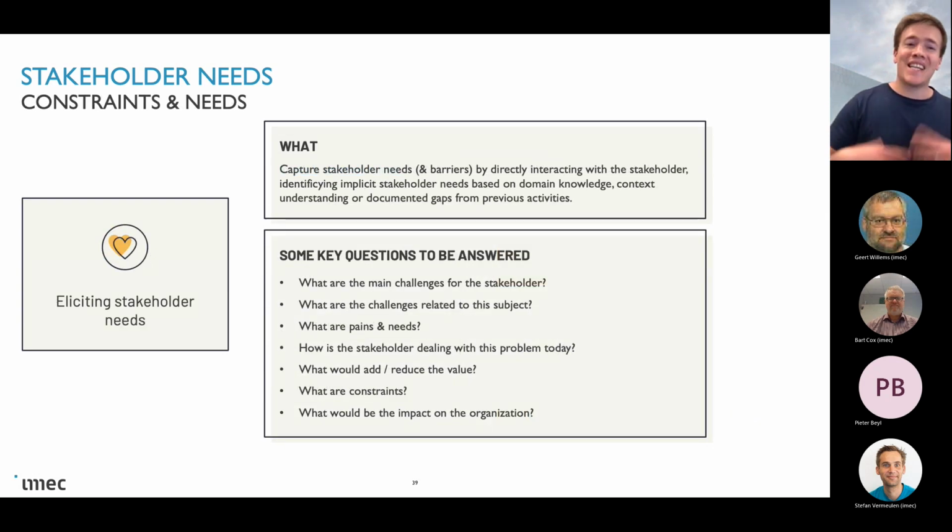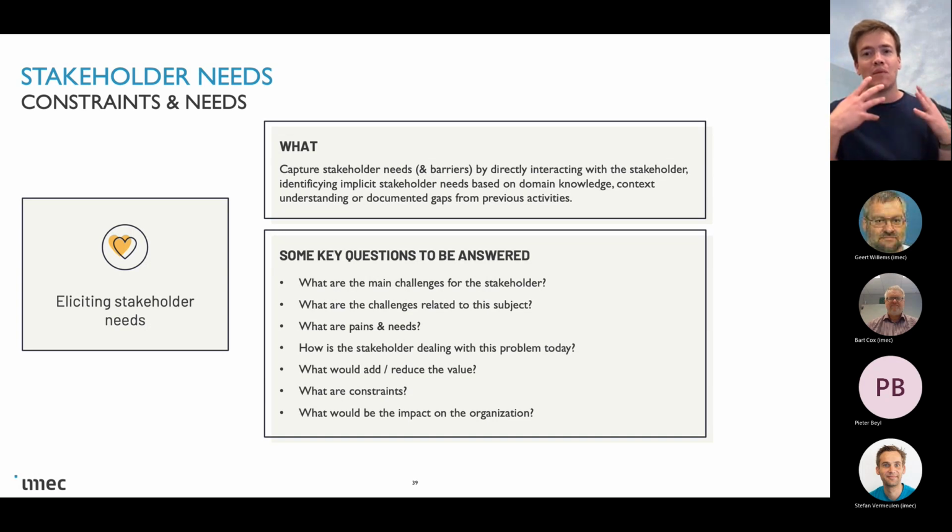Then, of course, we come to actually eliciting the stakeholder needs. As I said, if we identify these assumptions, the things that we really need to debunk about the needs that we foresee stakeholders to have, then we can go and capture directly or indirectly the stakeholder needs. You can directly interact with the stakeholder, or you can do desk research to find implicit needs. What we want to know is what the challenges for these stakeholders are, how they deal with this problem today, and what would actually create value for them.